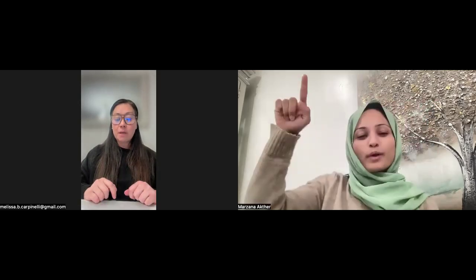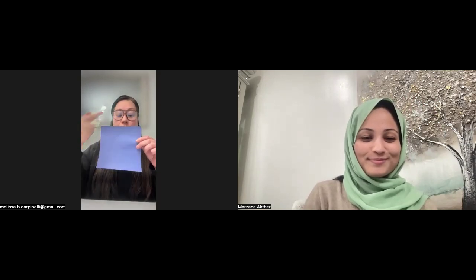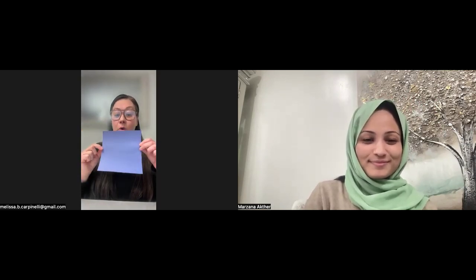Absolutely. So a square has four equal sides, which means all the sides are the same. And it has four corners. Okay. So let's think about maybe a box. A box is a square. Yes, I have a box at home. Yes, exactly. So this is a square. See how all of the sides are the same? And there's one, two, three, four corners.